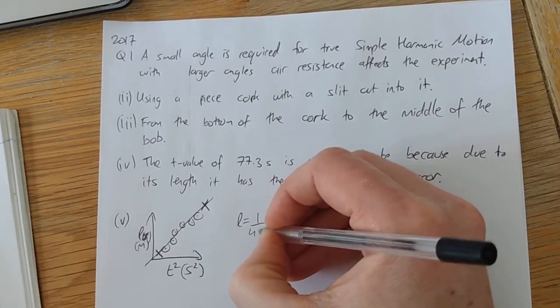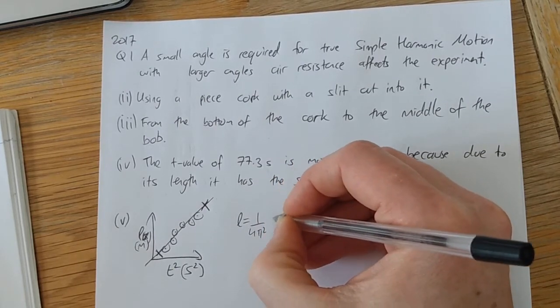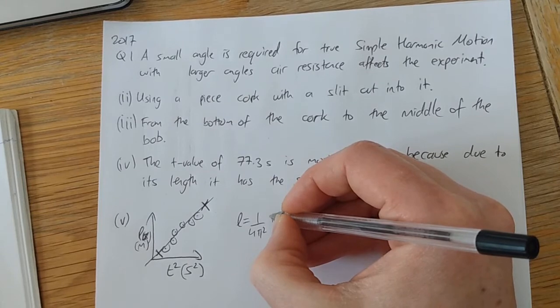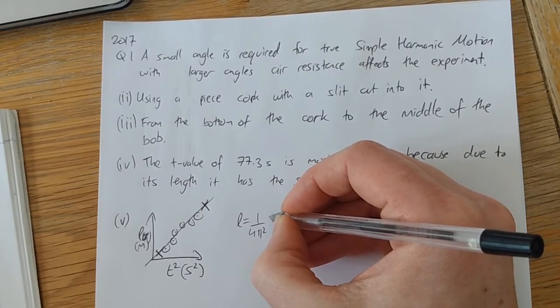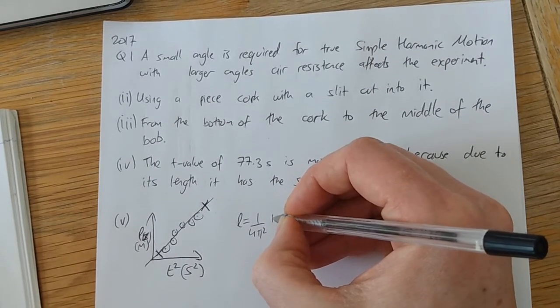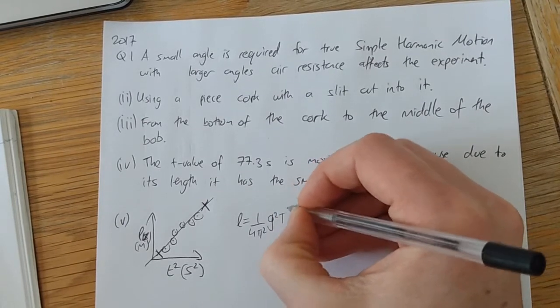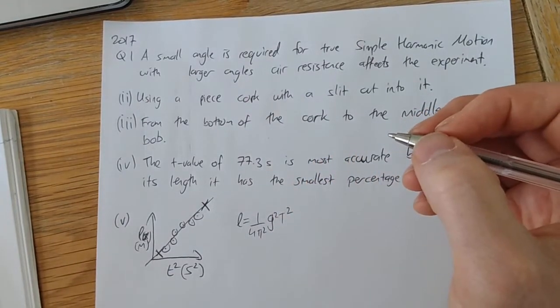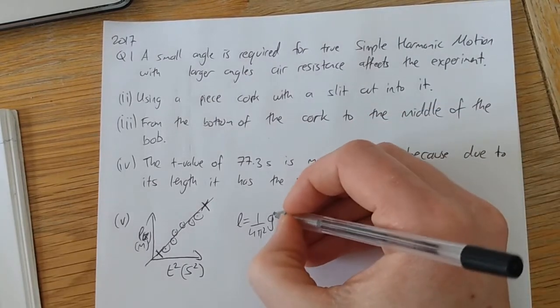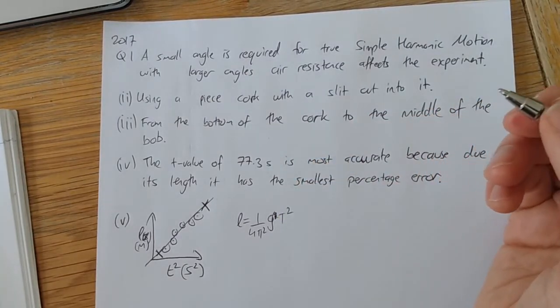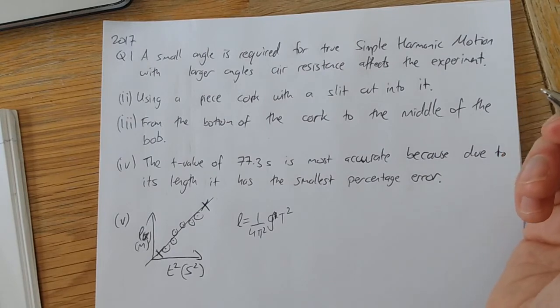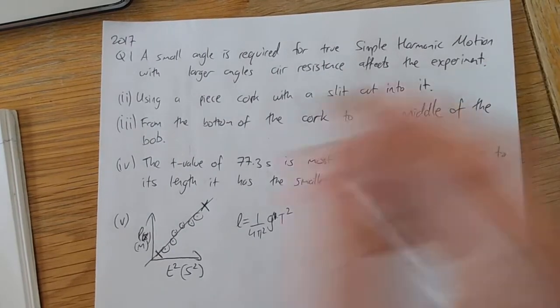1 over 4 pi squared t squared, no, 1 over 4 pi g squared by t squared. Isn't that it? No, g times t squared over 4 pi squared. Oh, I took a risk and I've messed up. Let's check the marking scheme.